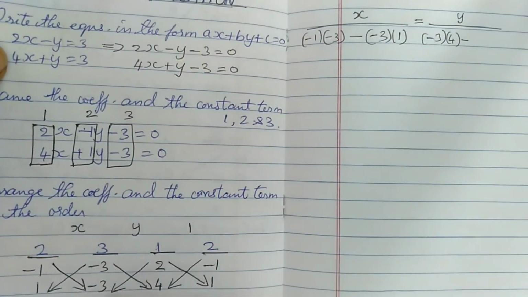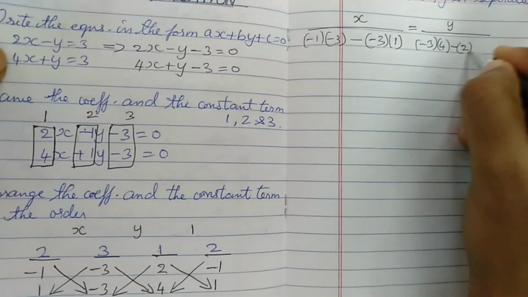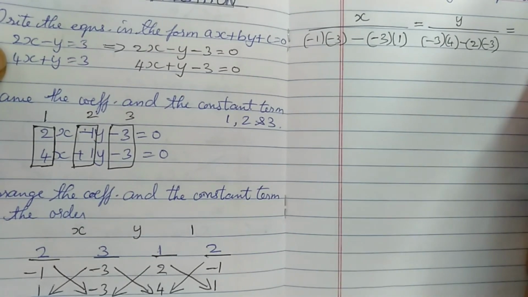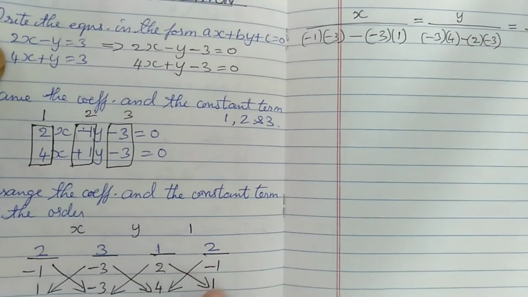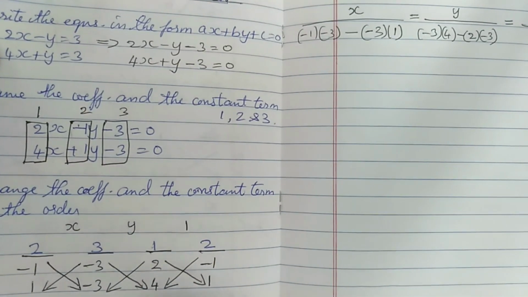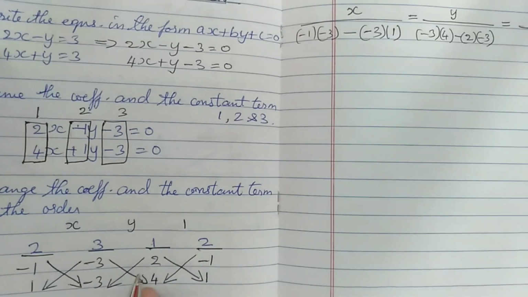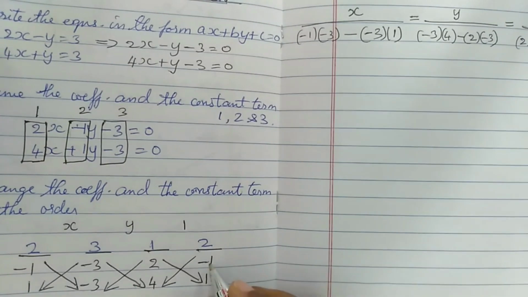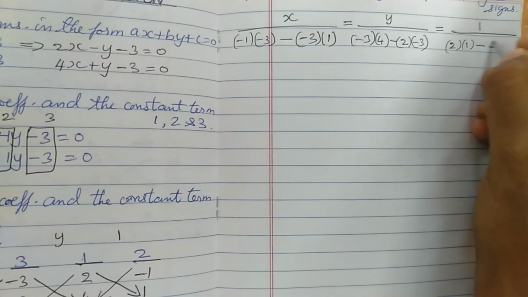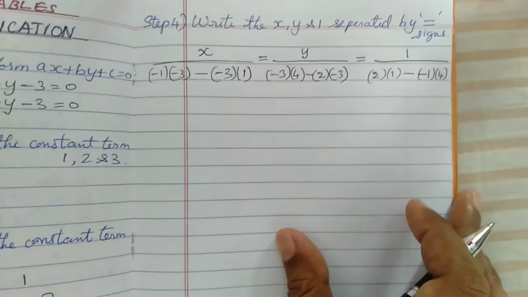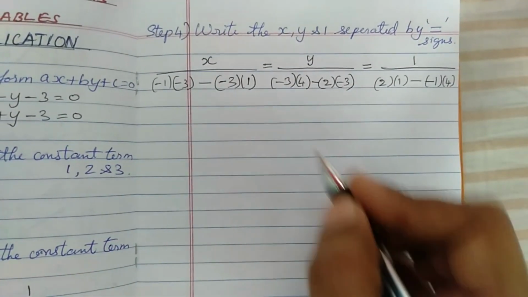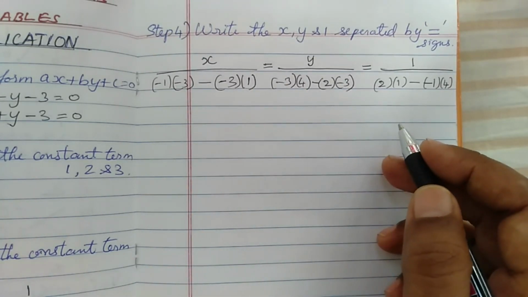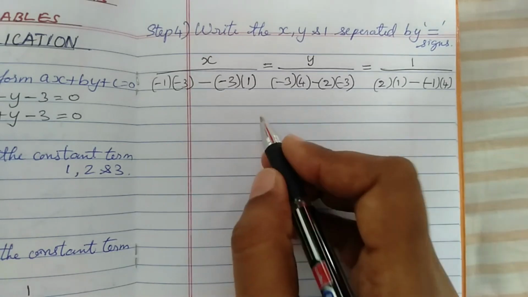You will have to write now 2 into minus 3. Again separate it using an equal to sign. You will be writing 1 here, and you will write the numbers of the one part here. Now it is 2 into 1, separated by a minus sign, minus 1 into 4. You can see that there are too many minus signs over here. Now this is the part where usually students make mistakes, so we will do it step by step to avoid it.